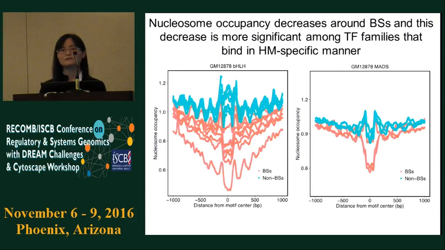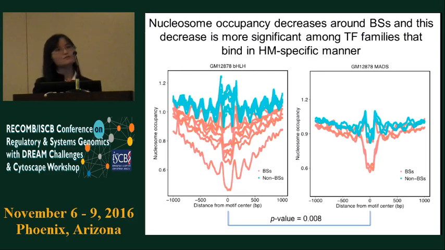So to test this hypothesis, we investigated the nucleosome occupancy profiles for protein families that bind in a sequence plus shape specific and HM specific manner. Expectedly, we found the nucleosome occupancy around the binding site, this red color, decreased compared to the nucleosome occupancy around the non-binding site. But what surprised us is that for those protein families that bind in an HM-specific manner, the nucleosome occupancy decrease is significantly more compared to protein families that bind in a sequence plus shape specific manner.